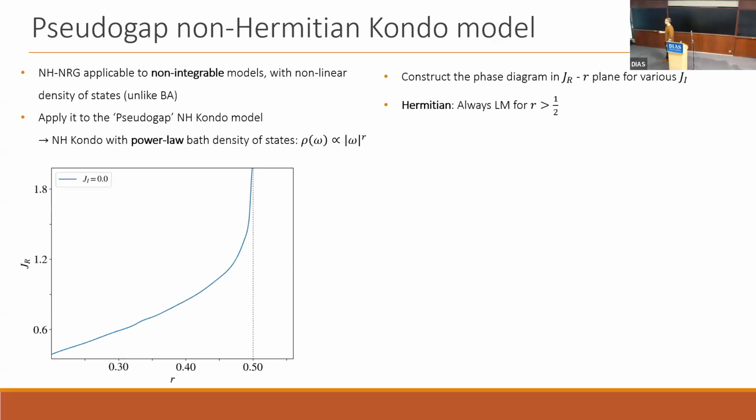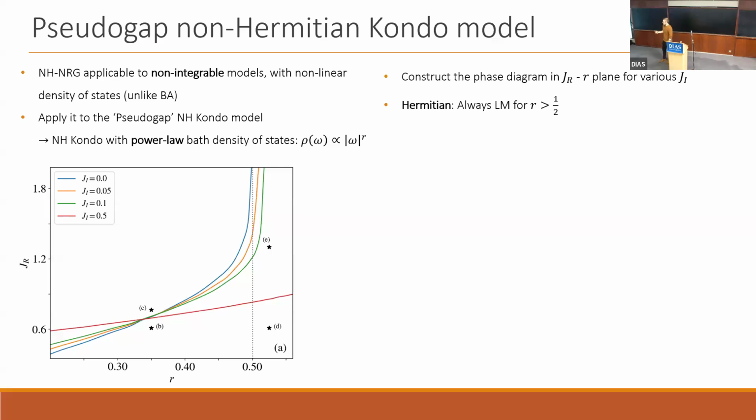The Hermitian case was studied back in the 90s, and there's this phase diagram of the power r versus the coupling J. Below this line is the local moment regime. Above the line is the strong coupling regime. Once you go beyond the power of a half, you can never get back to the strong coupling regime. The pseudo gap just prevents you from getting back to it. There's always this local moment. Now we're going to do the same thing again and make it non-Hermitian by making J complex. Each of these lines, as you go down from the blue one, introduces some dissipation to that J.